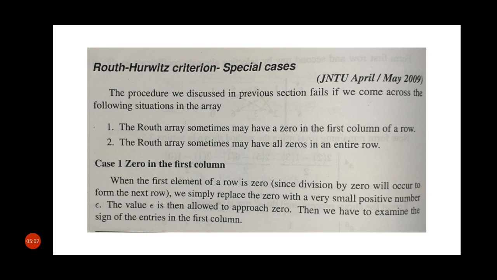So if there is a 0 in the first column, how will we analyze stability using the Routh criterion? If the first element of a row is 0, we simply replace the 0 with a very small positive number epsilon. The value epsilon is then allowed to approach 0. Then we examine the sign of the entries in the first column. Now we take an example.